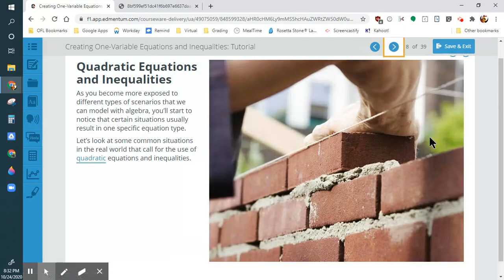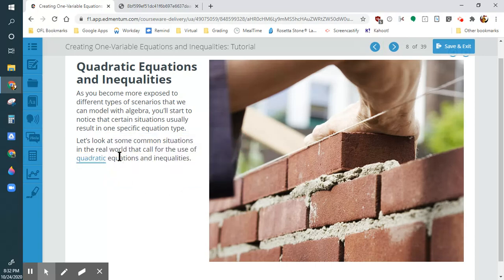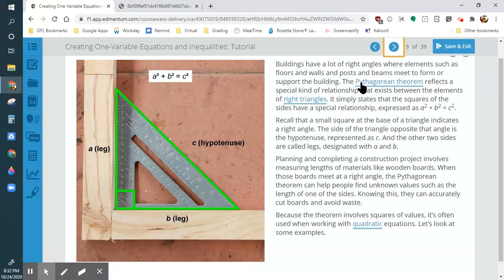All right, so quadratic inequality. So remember, quadratic means it's a relationship that has a square, or it says second power. So we're going to have an x squared. This comes from the idea of quad, meaning the four sides. So even though quadratic sounds like you should say to the fourth power, it's actually to the second power because it's referring to a perfect square.